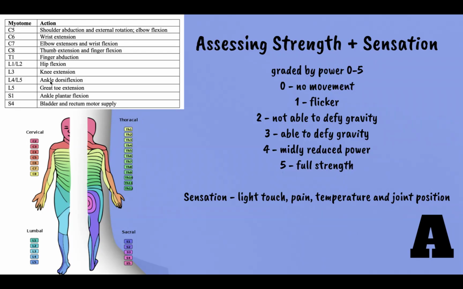In terms of the motor movements, different aspects of movements can correlate to different levels of injuries. If someone's unable to lift their ankle up, I'm suspecting a pathology at this level, so L5, and I'll look at the scans and try to find out what's causing it.